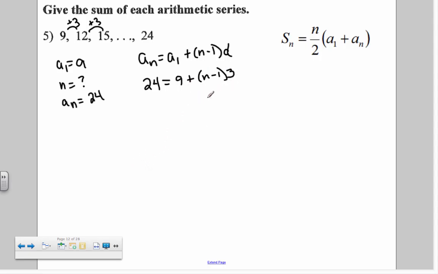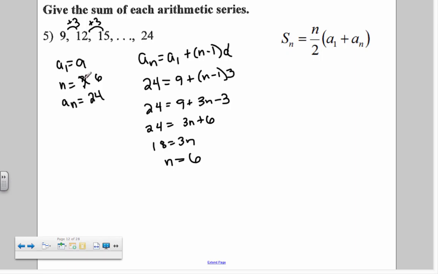Now I can solve for n. I'm going to distribute that 3 in. I'm going to get 9 plus 3n minus 3. I'm going to combine my like terms. So I will get 24 equals 3n plus 6. Subtract 6 from each side, and I'll get 18 equals 3n. If I divide by 3, then I find n is equal to 6. So I know that my n is 6. Now I have all 3 variable values that I need in order to calculate the sum.